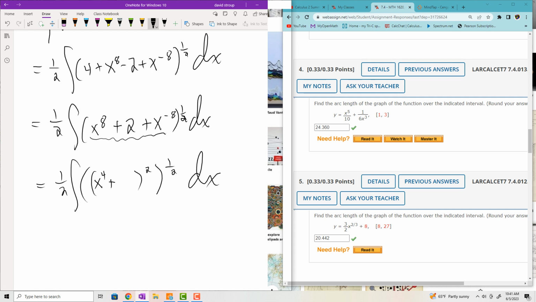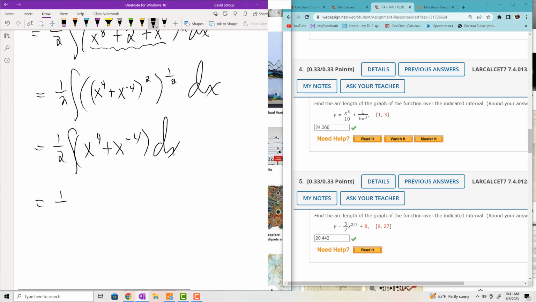It'll be x to the 4th plus x to the negative 4th. If you FOIL that back out, you can see I get the x to the 8th plus 2 plus x to the negative 8th. Now the 1/2 and the 2 exponents will cancel, and you have something you can just integrate using the power rule. Okay, so I'll have 1/2, then x to the 5th over 5. X to the -4 plus 1 is -3 over -3, but I pulled the negative out into the front there. And of course now we're integrating from 1 to 3.